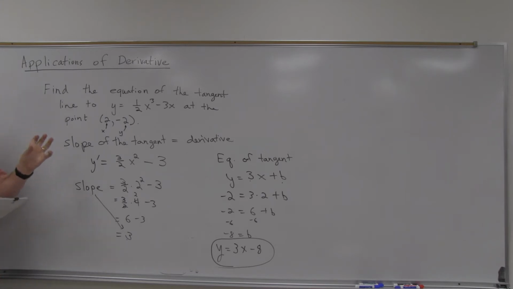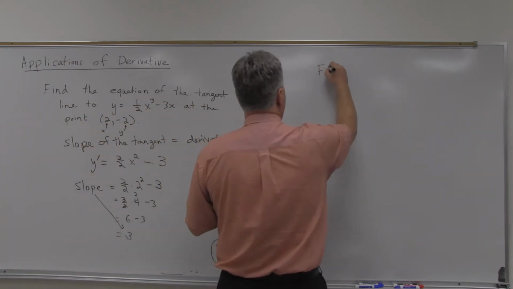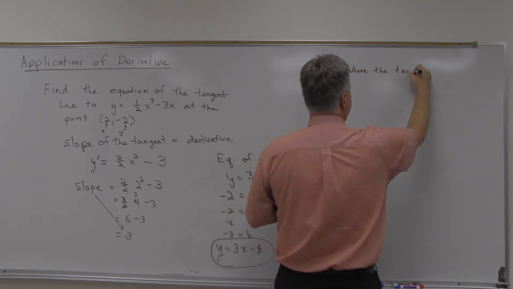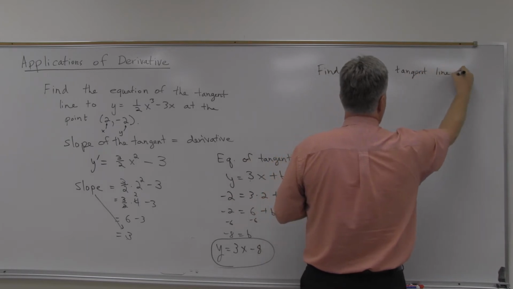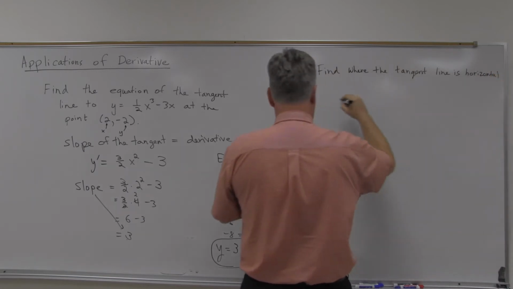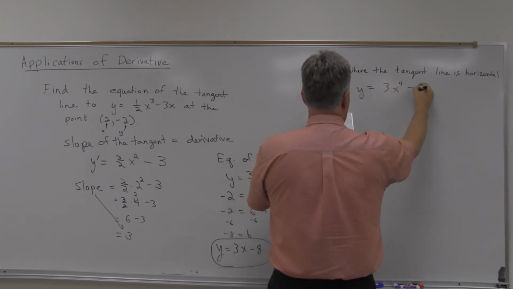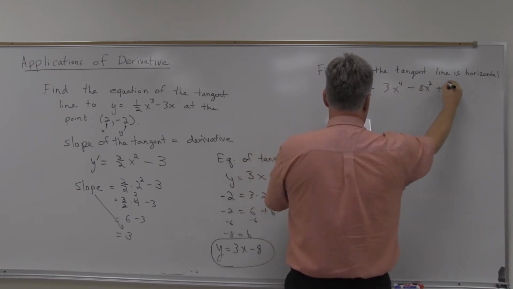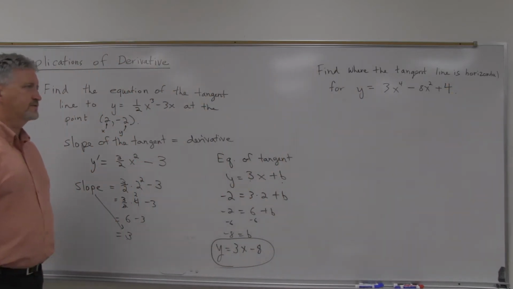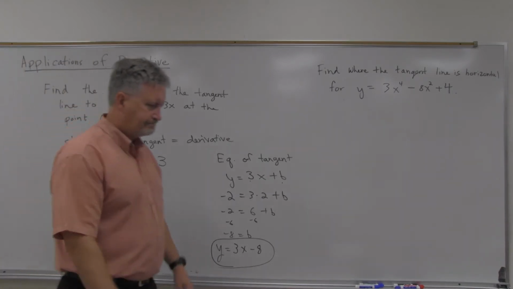Okay, now here's kind of another little twist on this problem. Find where the tangent line is horizontal for the curve y equals 3x to the fourth minus 8x squared plus 4. Find where the tangent line is horizontal for y equals 3x to the fourth minus 8x squared plus 4.